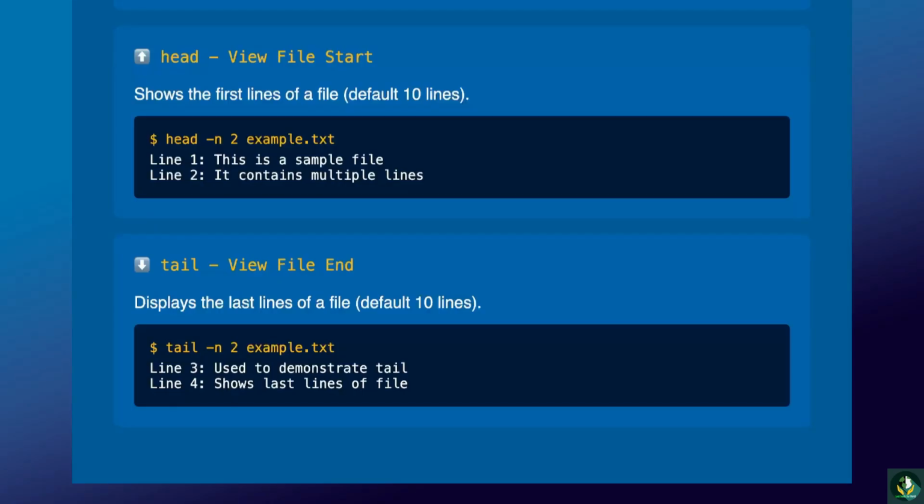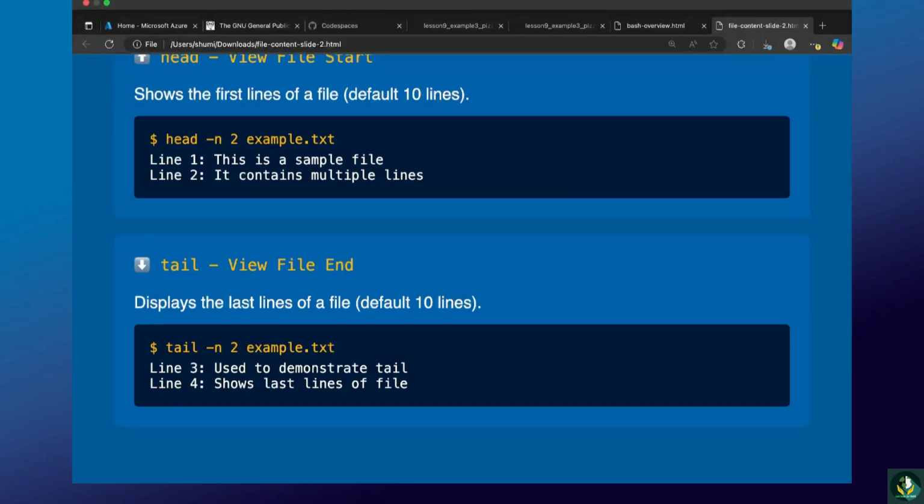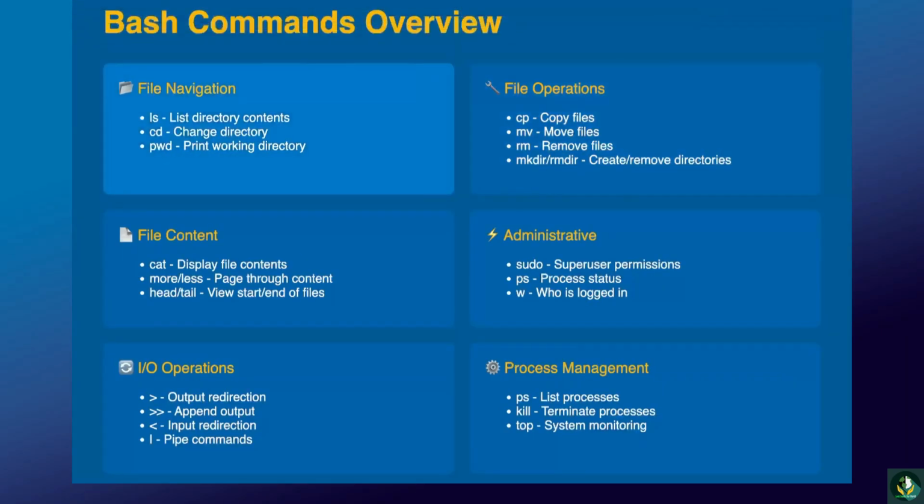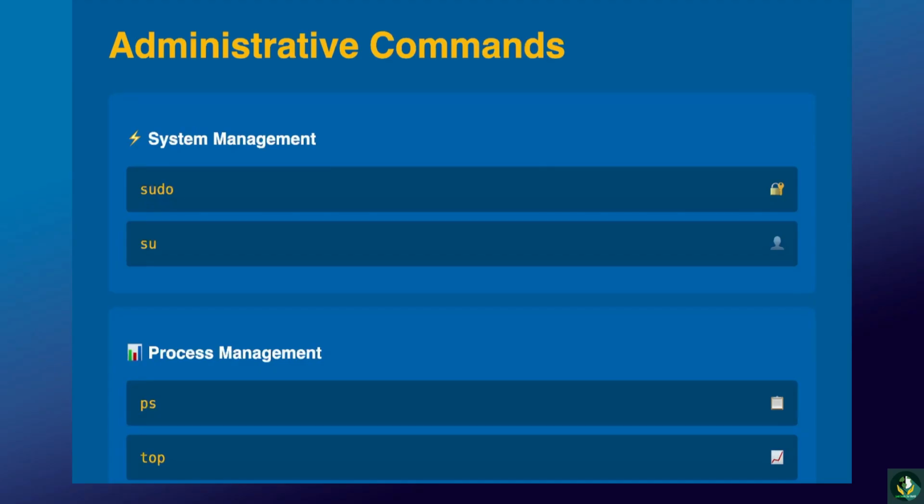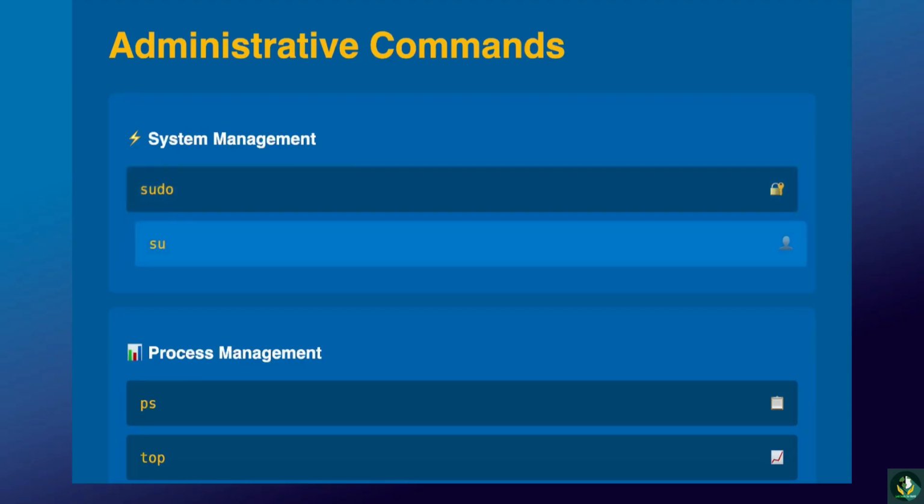Okay, now we are done with file content commands. Let's get back to our roadmap slide on bash commands overview. And the next section is administrative commands in Linux, such as sudo, ps, w. So we'll start with system management commands such as sudo and su.